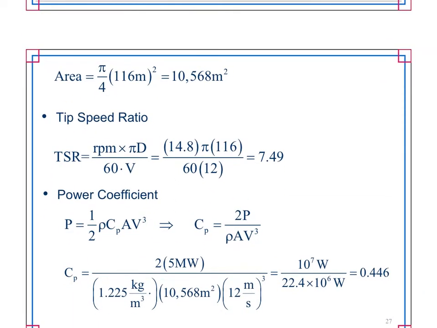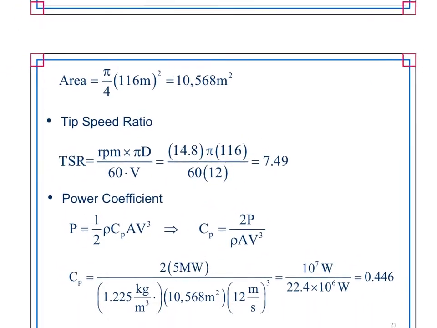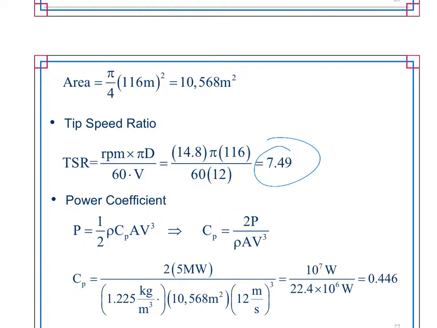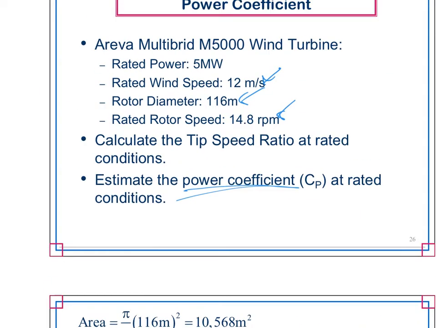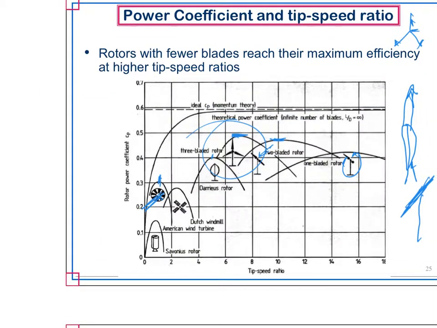So, first thing we're going to do is calculate our area. So our area of our turbine is 10,568 square meters. Our tip speed ratio is just that equation, RPM times pi times d, divided by 60 times the velocity that it's rated at. So the tip speed ratio is 7.49. And how does that compare to here? Well, if you take a look, right, 7.49 is pretty darn close to where you get your maximum efficiency, right, for a 3-blade design.